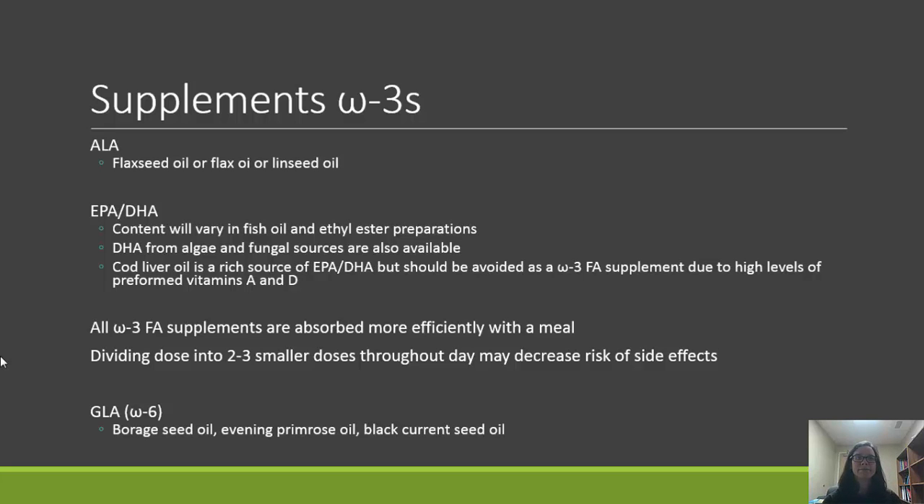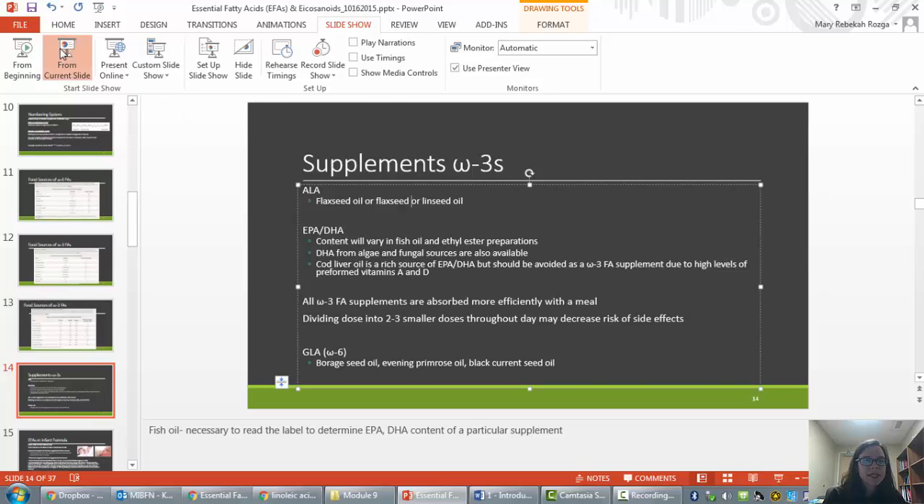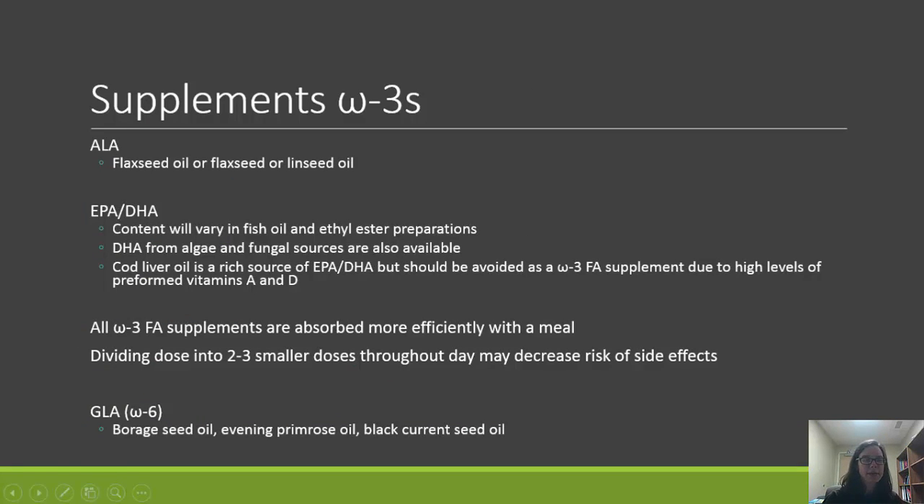Okay, so because it's hard to get adequate amounts of these with the Western diet, a lot of people rely on supplements. So ALA we would find in flaxseed oil, or flaxseed or linseed oil. And then we can also use supplements that contain EPA or DHA. The DHA usually comes from algae or fungal sources as well as from fish sources.